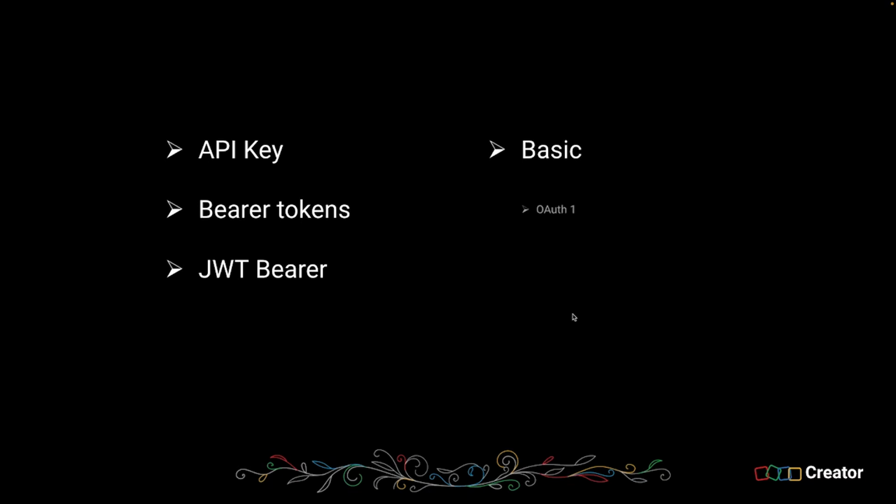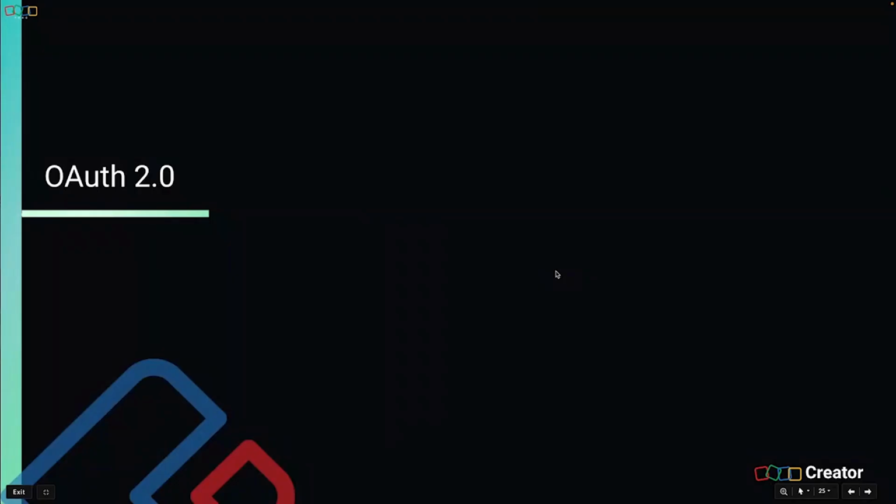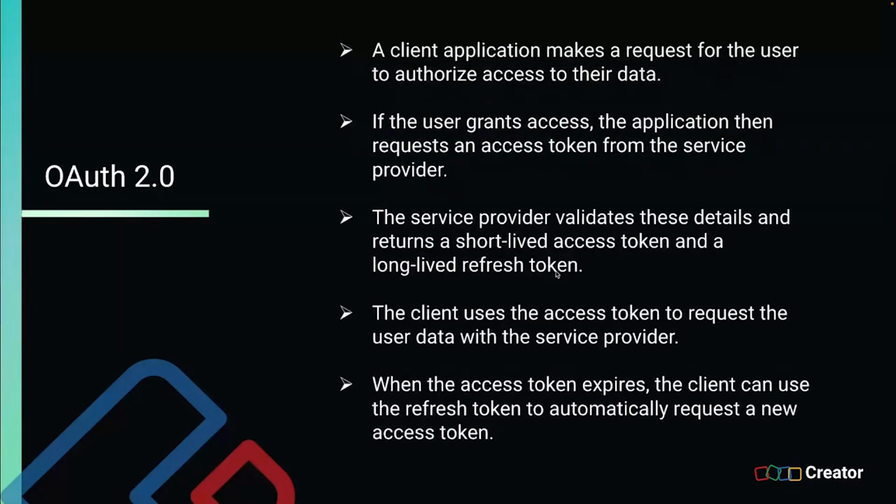So there are various types of authorization methods like API key, bearer tokens, JWT bearer, basic, OAuth 1 and OAuth 2. However, Zoho Creator uses OAuth 2 type of authorization. Compared with all the other types of authorization, OAuth 2 is more secure and a best way to use authorization. With OAuth 2, you will first retrieve an access token for the API, then use that token to authenticate future requests.